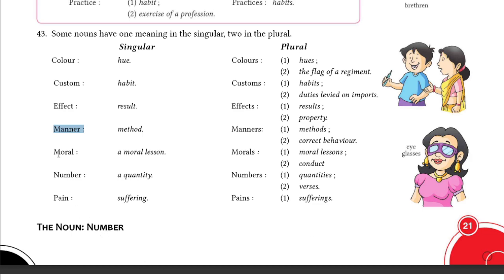Moral, a singular form, has only one meaning in the singular, a moral lesson. Morals, the plural form, has two meanings, moral lesson and conduct. Number has one meaning in the singular, a quantity, has two meanings in the plural, some numbers, quantities and verses. Songs are also called numbers.